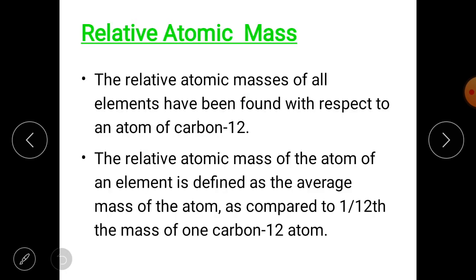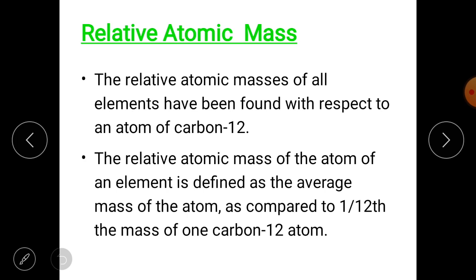Now the relative atomic mass of all elements has been found out with respect to the atom of carbon 12. Now I tell you one example. Listen to it carefully. Let's say the average relative mass of chlorine is 35.5. You will not use any unit for that. This means that an atom of chlorine on average is 35.5 by 12 times heavier than one atom of the carbon 12 isotope. So this was the fact, and in this manner you have to understand it.